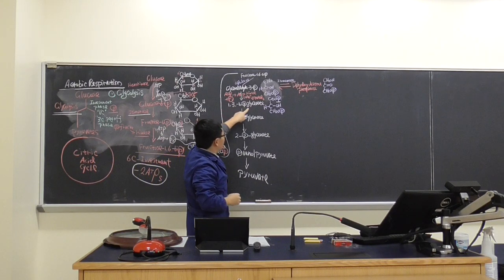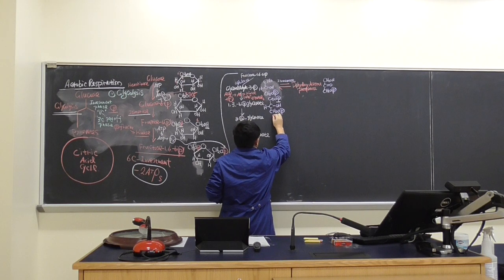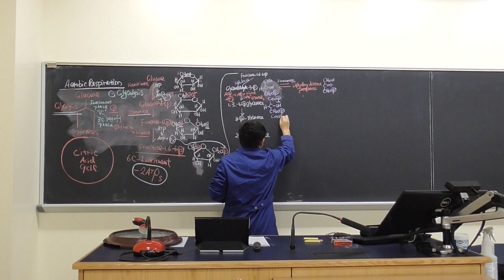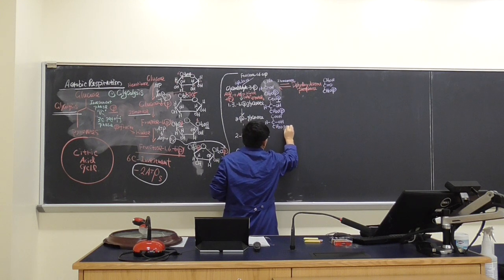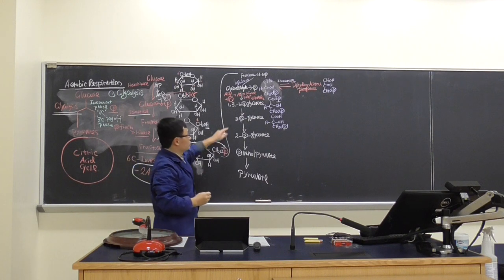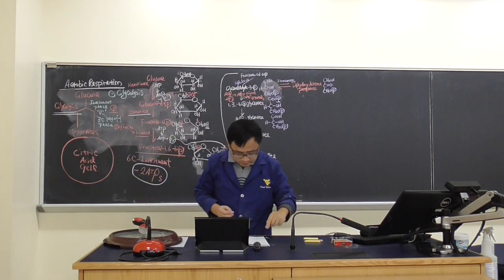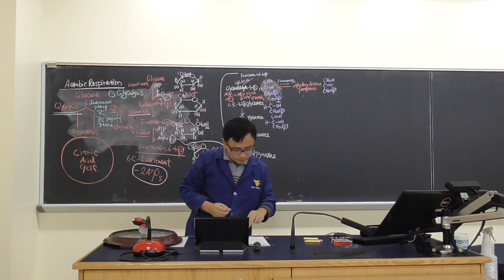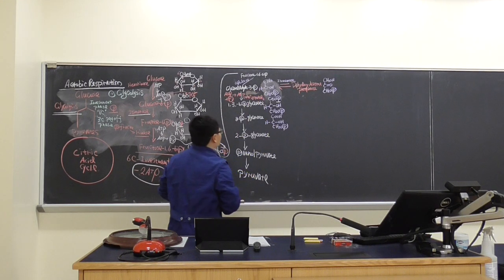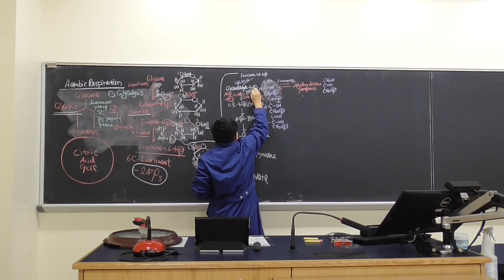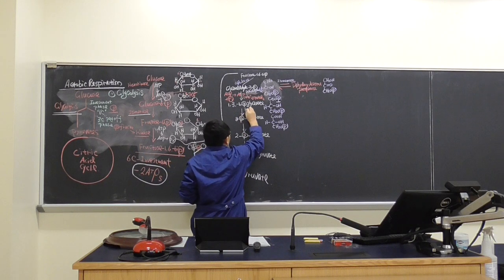Okay? So 1,3-biphosphoglycerate then becomes 3-phosphoglycerate. What is it going to look like? This will be COOH, COH, H, and CH2OP. That is 3-phosphoglycerate. What's the enzyme for that one? Do you remember what's the enzyme for that one? Sorry, here I messed it up. This is glyceraldehyde phosphate dehydrogenase, and this is phosphoglycerate kinase.